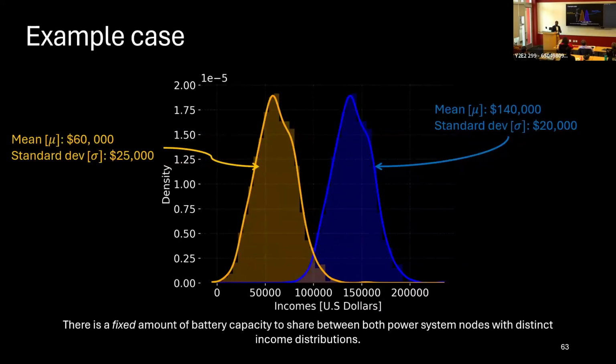We use our framework for a case study where we have two income nodes as described. They both have distinct income distributions. One is the low income node and one is the high income node. And we're trying to figure out how we share battery capacity. So say we have a fixed 80 kilowatt hours. Which region should get more of that? Is it the low income, should they get all of it or some of it? We can use this framework to answer that question.